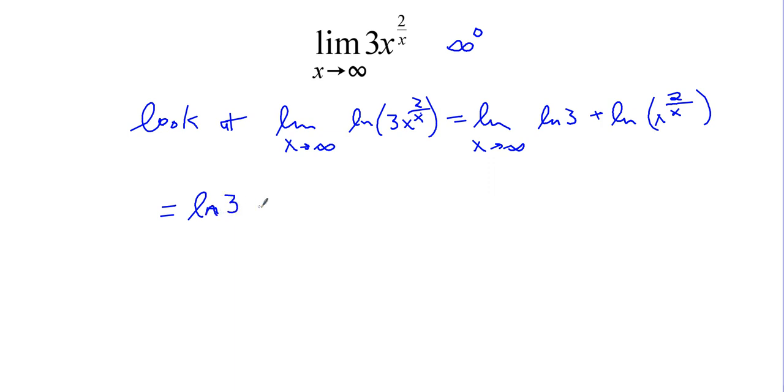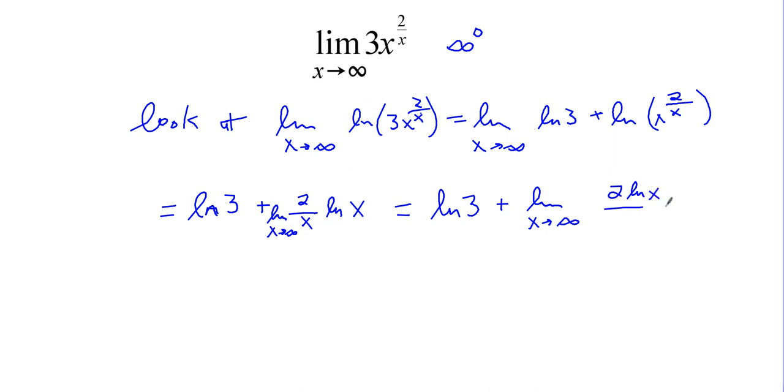And for the second part of it, we'll bring the 2 over x out to the front, and we'll have a limit as x approaches infinity of 2 over x times natural log x. And this one is 0 times infinity, and so we'll rewrite it as the limit as x approaches infinity of 2 ln x over x. And as we continue doing this, we end up with infinity over infinity again, and so we will use L'Hopital's rule.